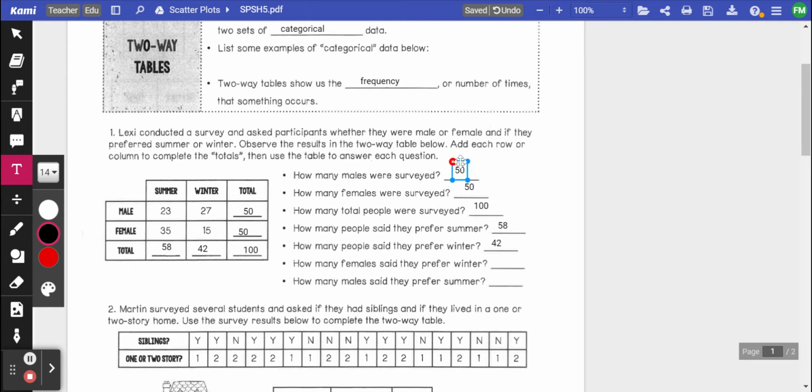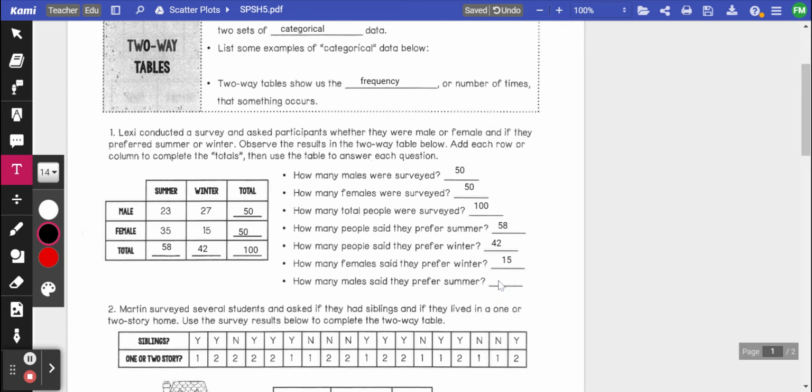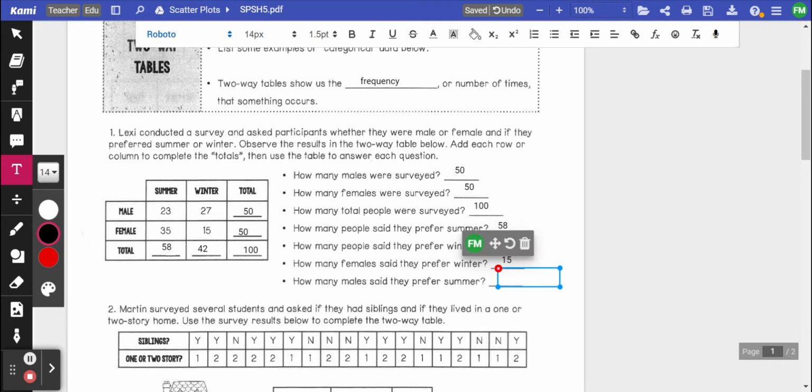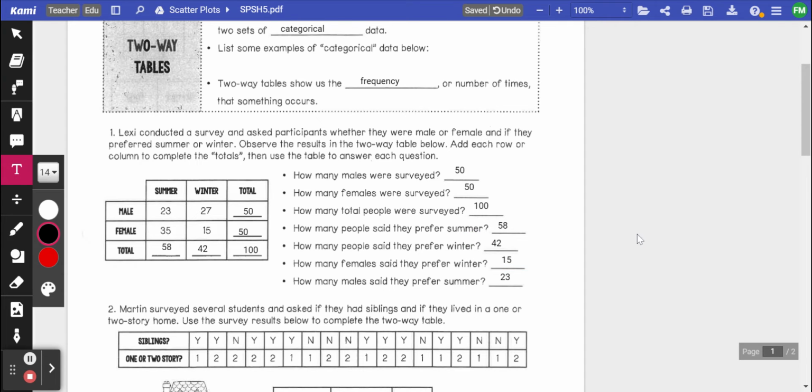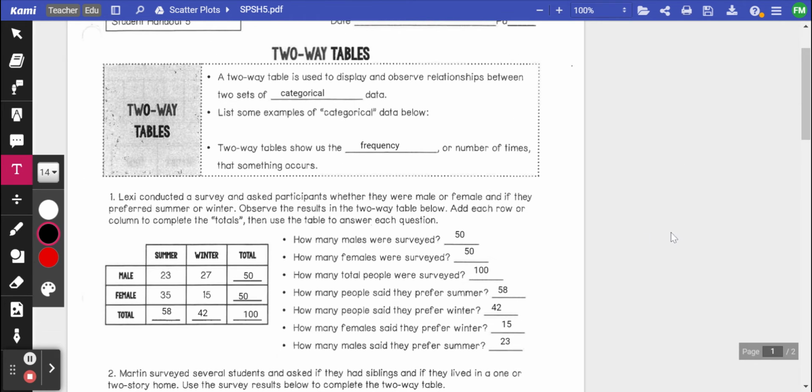So there are some of your categorical tools, but then you can dive into some of the more interesting things. How many females said they prefer winter? Well, that's just that little number right there, 15. How many males said they prefer summer? That would be 23. So all these little questions, we can find all that information sitting in our two-way table. That's basically what's going on.